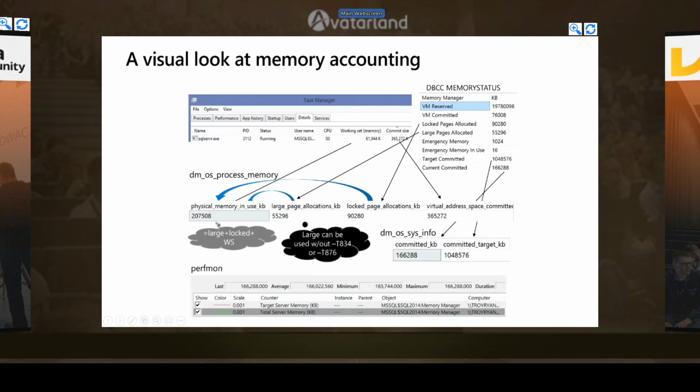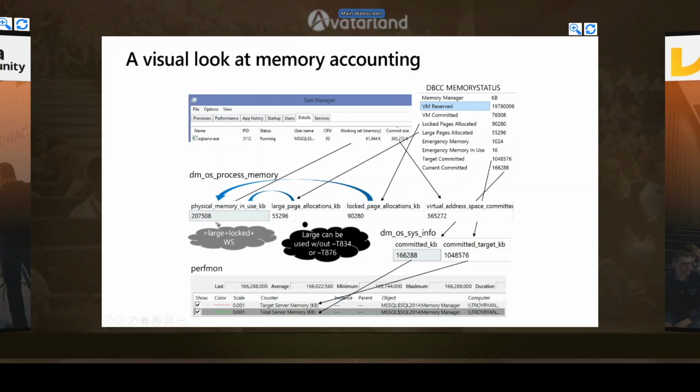The target does kind of line up with the terminology here, but notice that total server memory is equal to committed. So current committed, committed KB, is total memory. Target is the same value across. Now you're looking at this going, how do I put this stuff together?